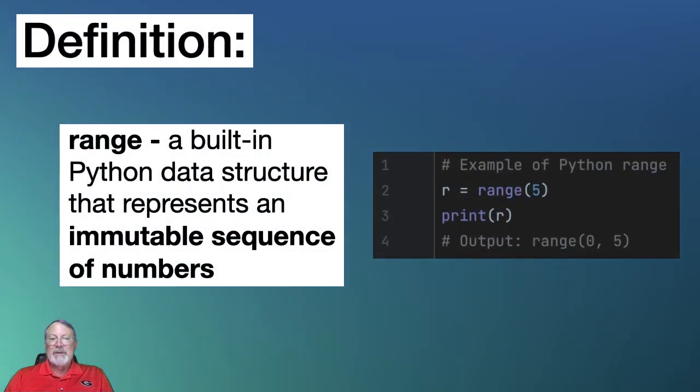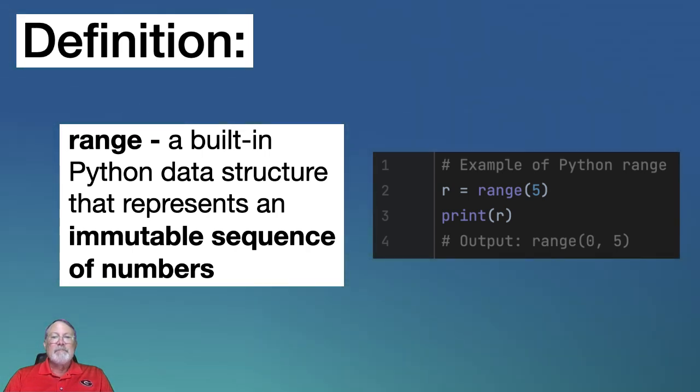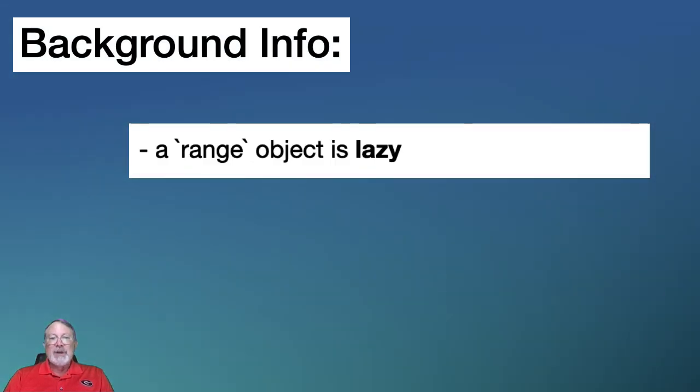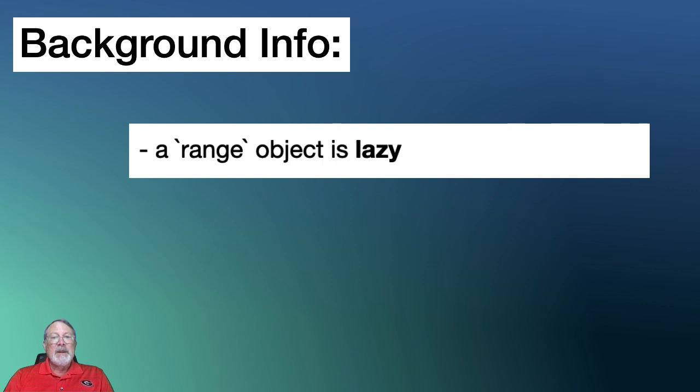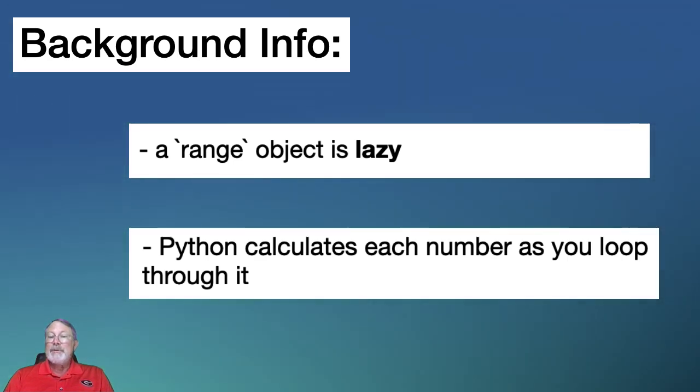Range is a built-in Python data structure that represents an immutable sequence of numbers, commonly used for looping a specific number of times. You can think of range like a lightweight, memory-efficient version of a list of numbers, but it doesn't actually store all the numbers in memory. Unlike a list or tuple, a range object is lazy, meaning it generates numbers on demand. That makes it very efficient, especially for large sequences.